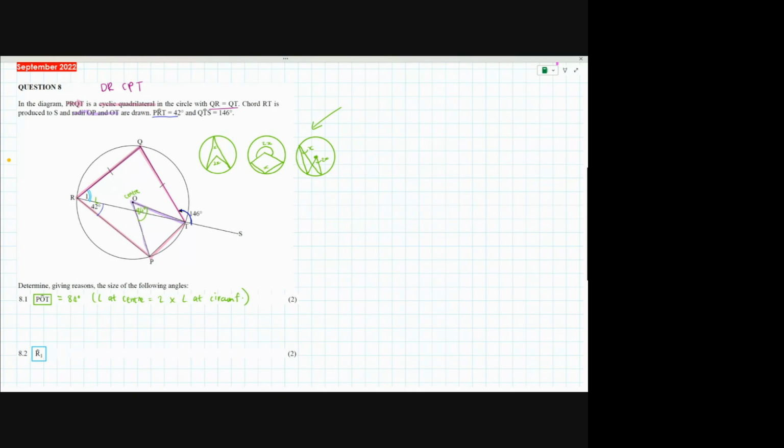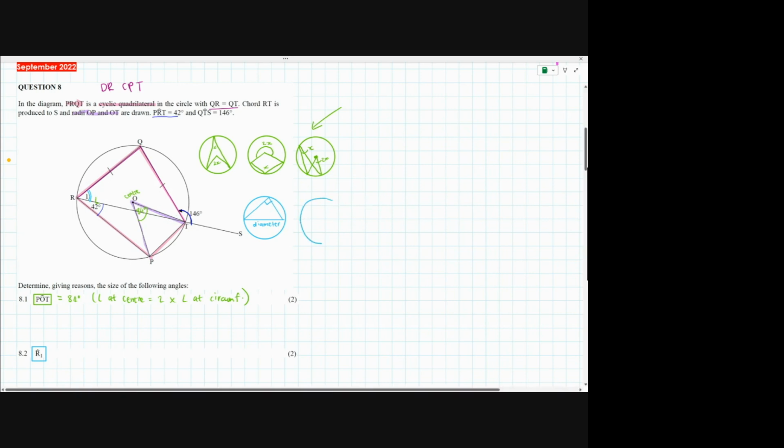Okay, so we just need to be careful. We can only say that an angle is 90 degrees on the circumference when it is subtended by a diameter. So only if this line is the diameter can we say that this angle is 90 degrees. We don't have a diameter here. So unfortunately, we can't assume any angle is 90.